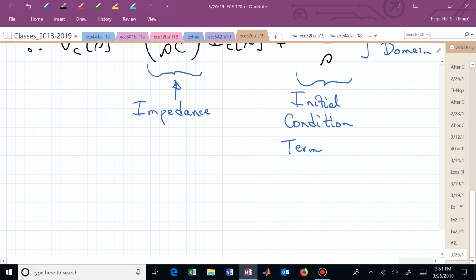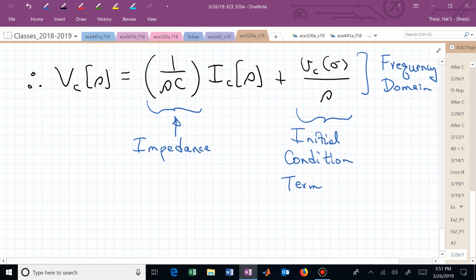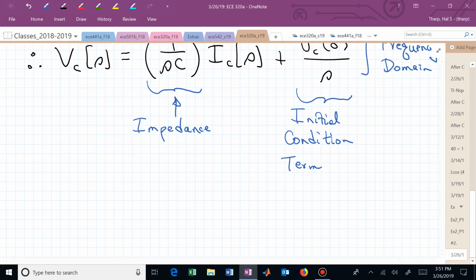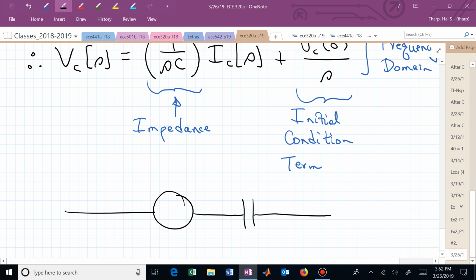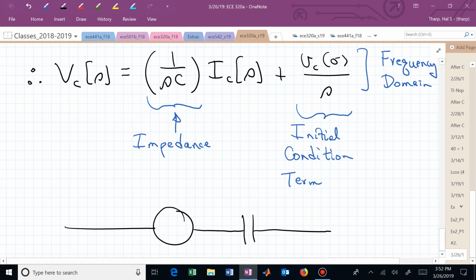Or you could now draw this as a circuit element in the following way. You could say, okay, I have a voltage source and I have a capacitor. What's the impedance of that capacitor? 1 over SC. And suppose that I now say my current is coming in here. That's the current associated with that capacitor.